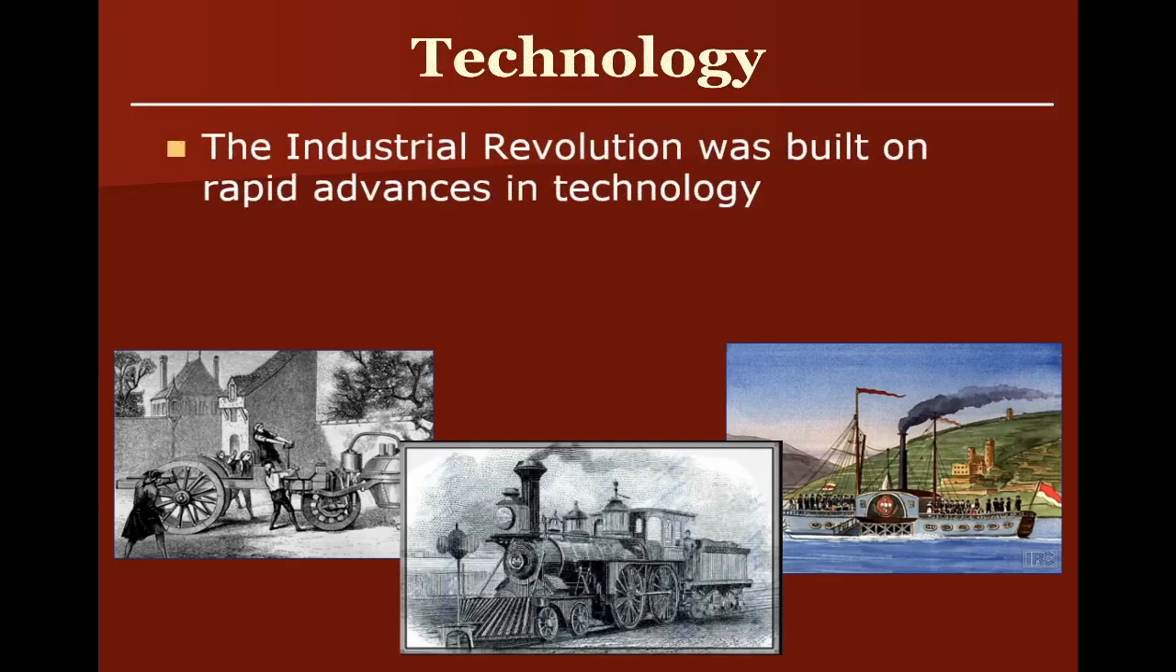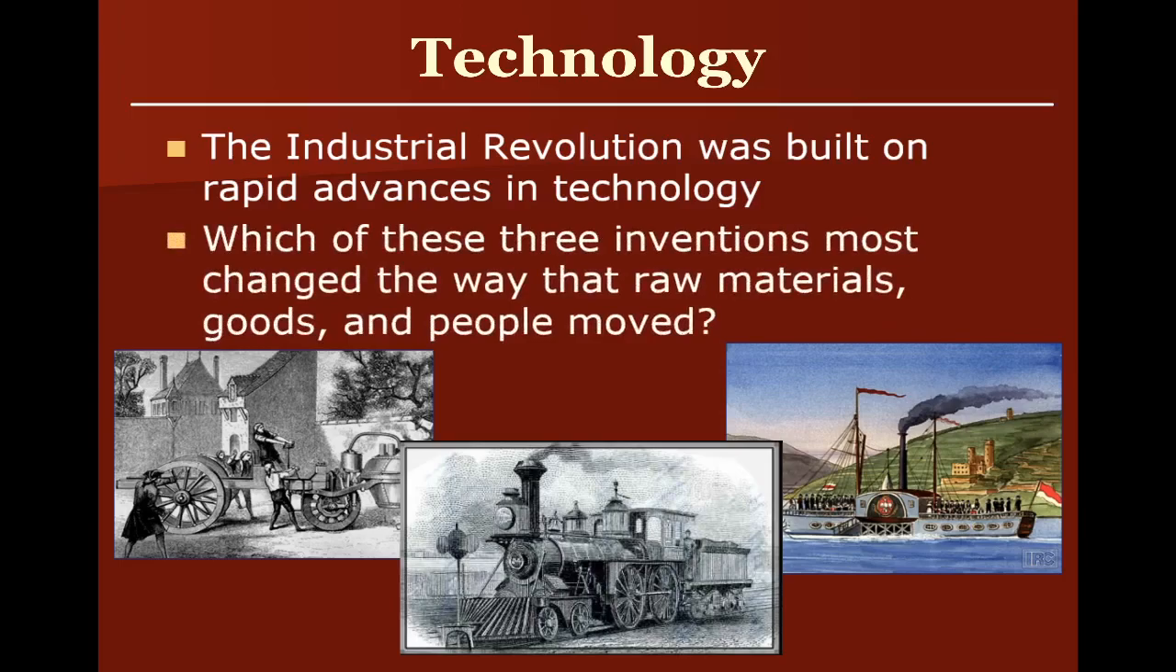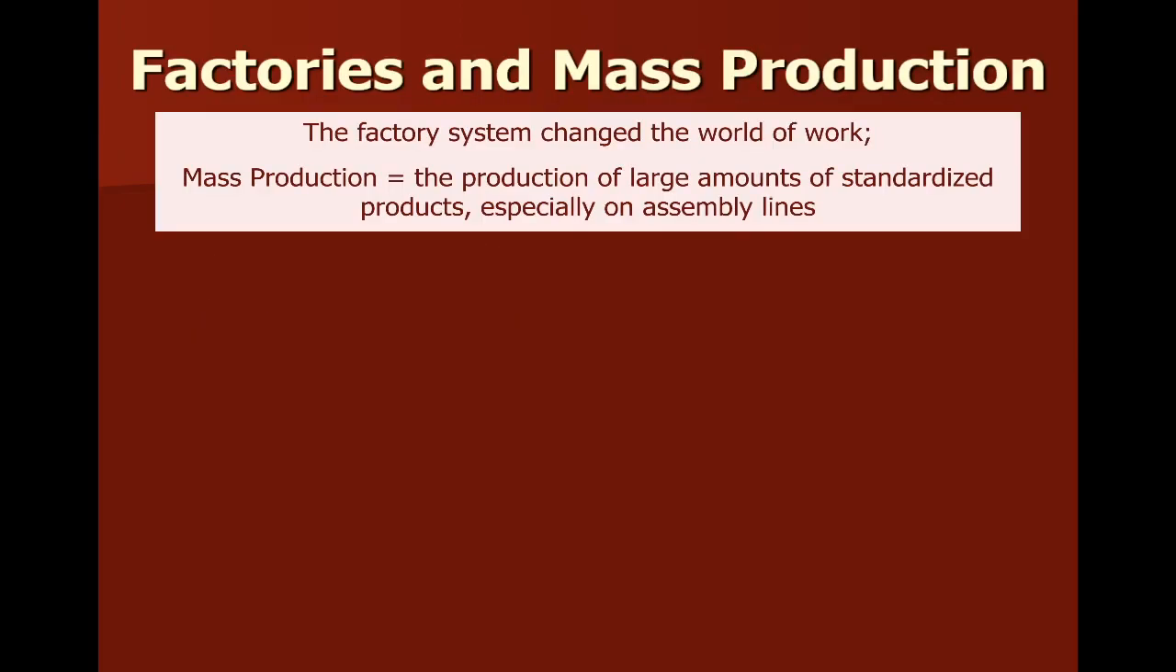Okay, so technology here, just consider this. The Industrial Revolution is built on rapid advances in technology. Which of these three inventions most changed the way that raw materials, goods, and people move? So we have a little steam engine on the far left, we have a train in the middle, and we have a steam engine ship on the far right. I want you guys to consider that. I may post that as a question later. Okay, so look out for that.